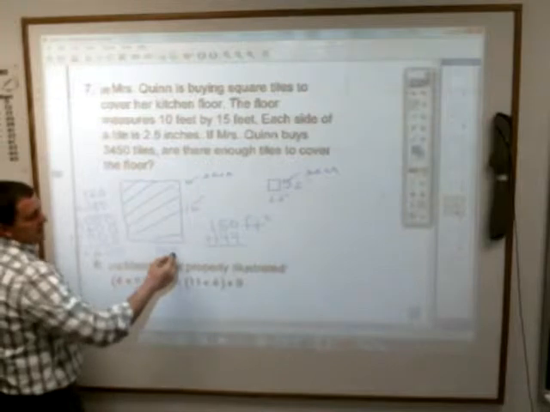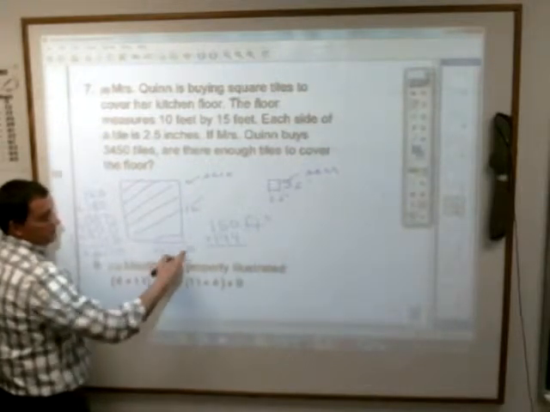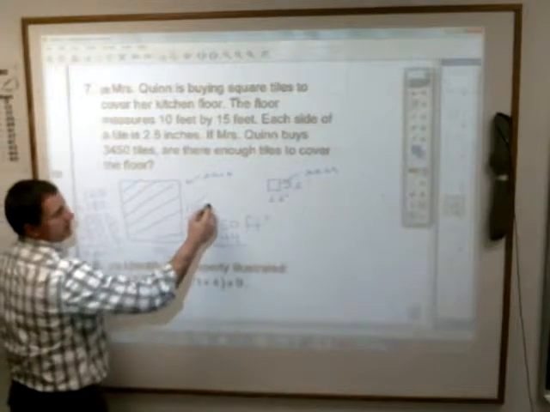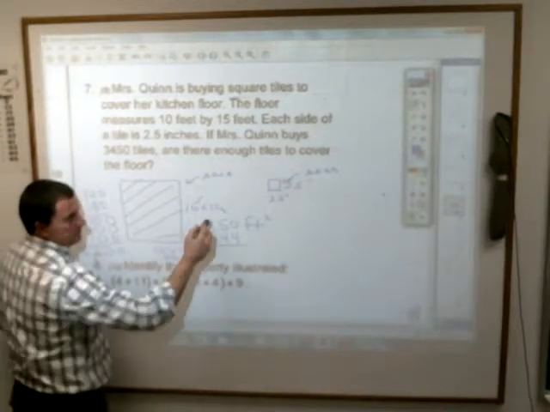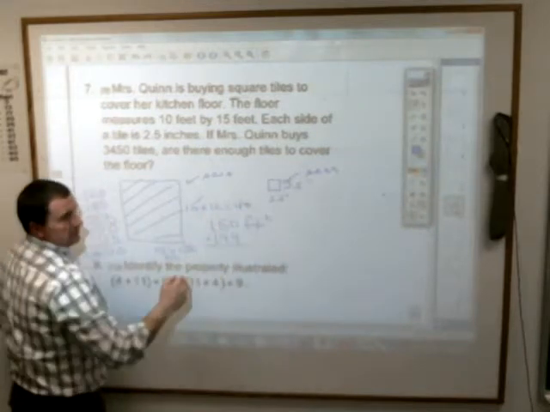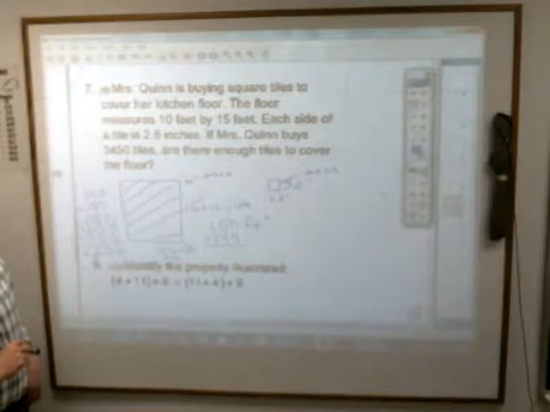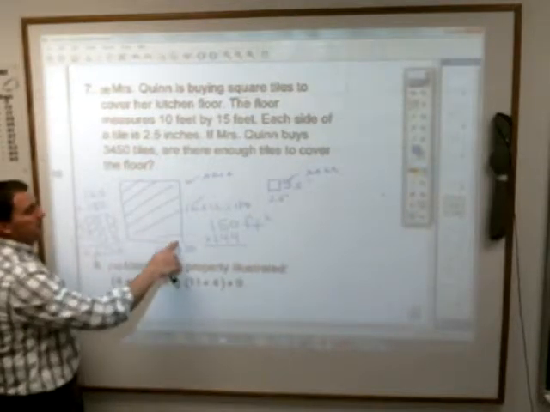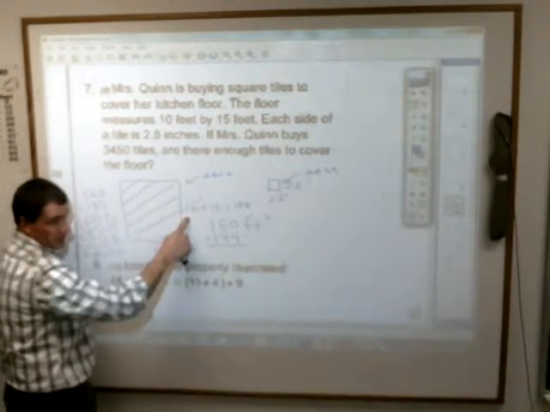I needed to make this into inches because that's what this is. So I multiplied this by 12. 10 times 12 is 120. I multiplied 15 by 12. It is 180. What are we multiplying? You are changing, because this is all in inches, you need this to be all in inches.